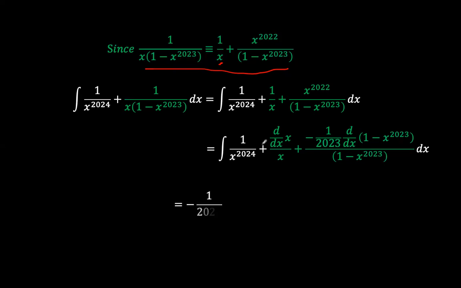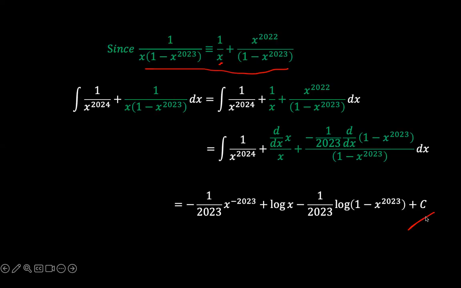So here, this is a very trivial integral. We have negative 1 over 2023, x to the power negative 2023, plus natural logarithm of x from integrating this, minus 1 over 2023 times the natural logarithm of 1 minus x to the power 2023, plus the integration constant. And this is the answer that was provided.